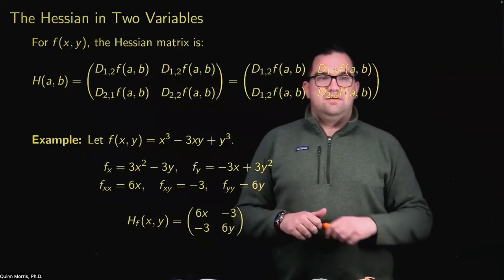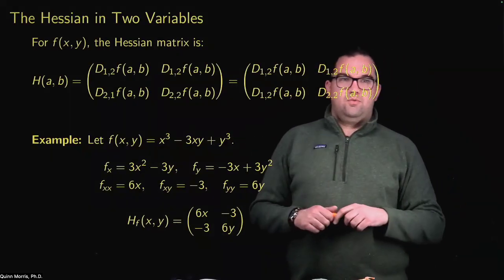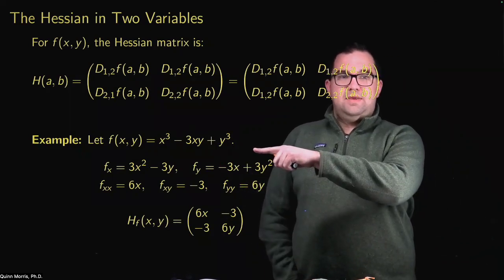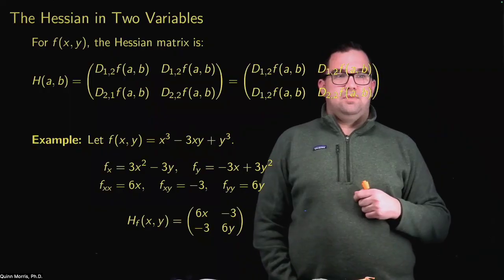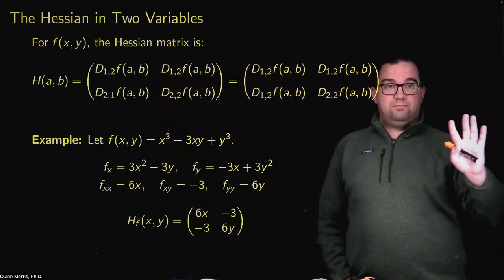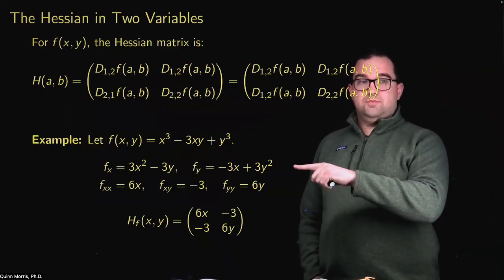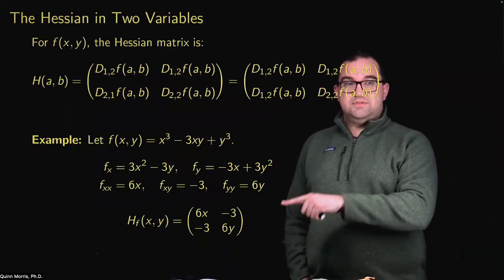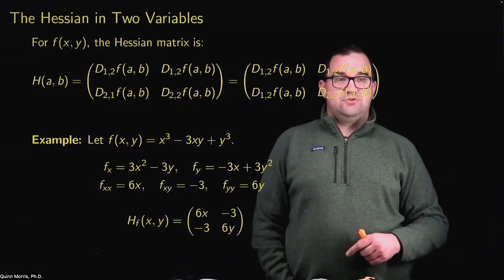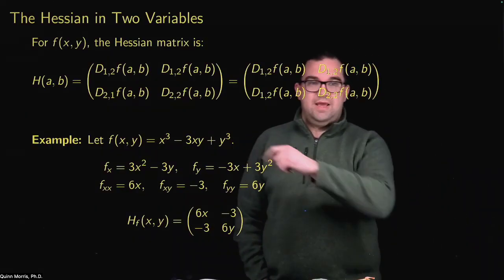If we wanted to quickly work through an example, take f of x, y to be x cubed minus 3xy plus y cubed. I'm not going to spend the time, but if you want, you can pause it and work it out. You should be able to compute each of these partial derivatives, and then plug them in here to come up with the Hessian matrix for this particular function f.